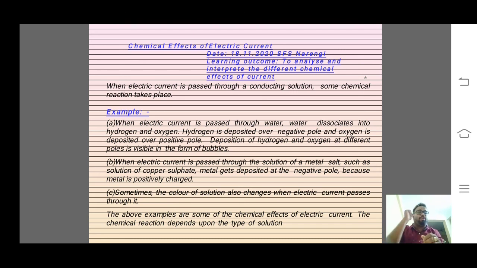For example, potato. There is an example of potato in your book. They have dipped the ends of the rod in the potato and current is passed. A greenish blue spot is deposited on the potato towards the positive terminal. So when the greenish blue spot is deposited, this is one of the chemical effects of electric current. So the above examples are some of the chemical effects of electric current, and the chemical reaction depends upon the type. So chemical effect can be seen in the form of bubbles.